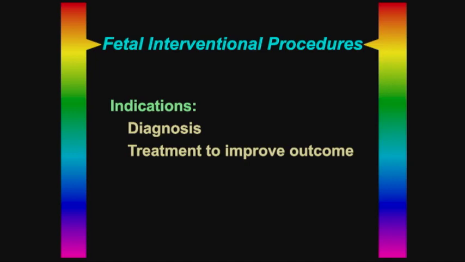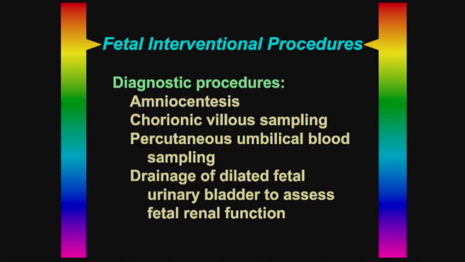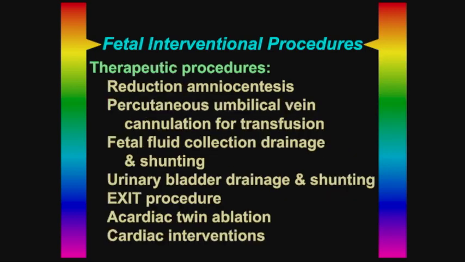So there are two different kinds of situations where we would do an interventional procedure. We might do a procedure to make a better diagnosis, such as amniocentesis, to determine the karyotype of the fetus, or chorionic villous sampling, percutaneous umbilical blood sampling to diagnose chromosomes or to look for fetal anemia. And we do it to drain some fetal fluid collections, such as the bladder, to assess renal function.